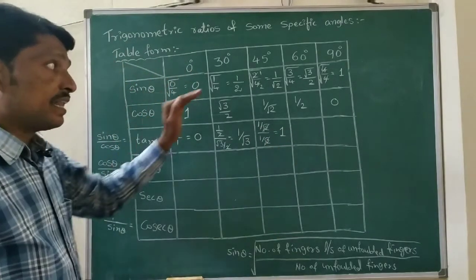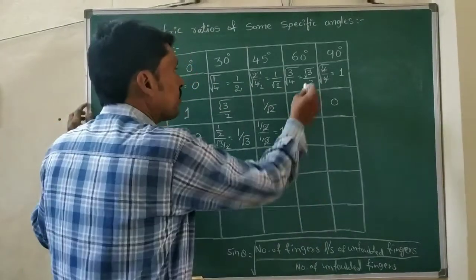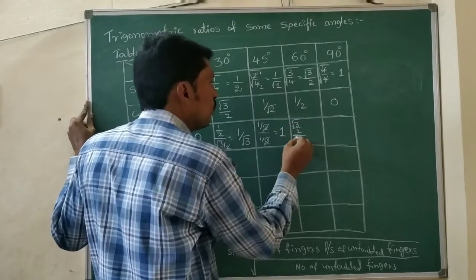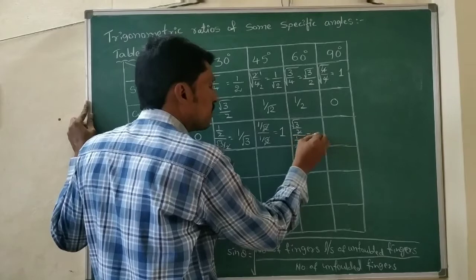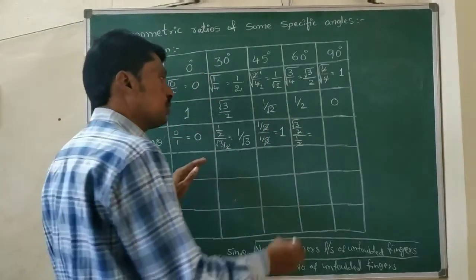Next, tan 60. Tan 60 means sin 60 by cos 60. Sin 60 is root 3 by 2, divided by cos 60 which is 1 by 2. The 2s get cancelled, so root 3 by 1. Root 3 by 1 value is root 3.